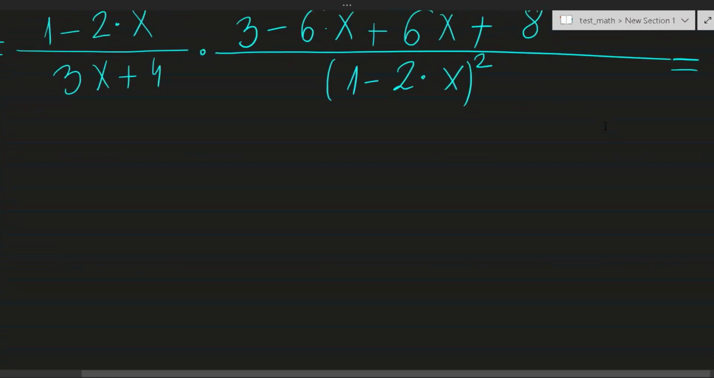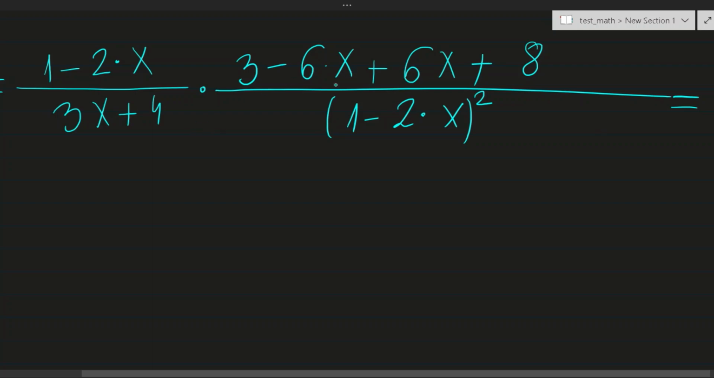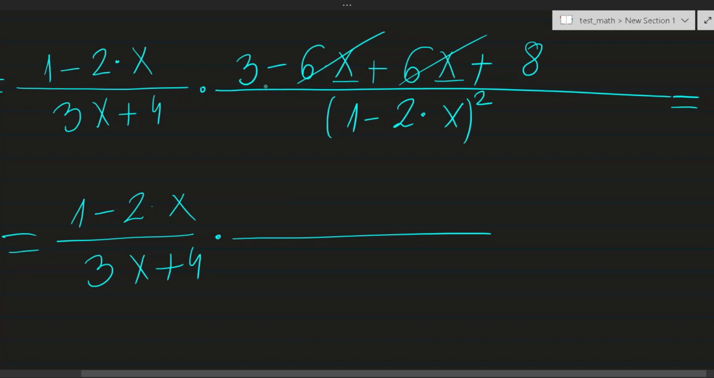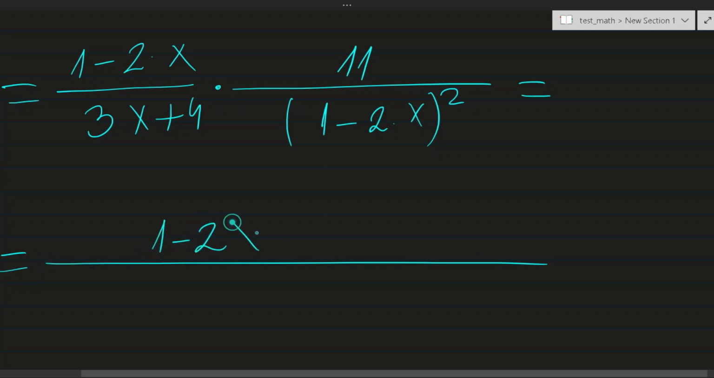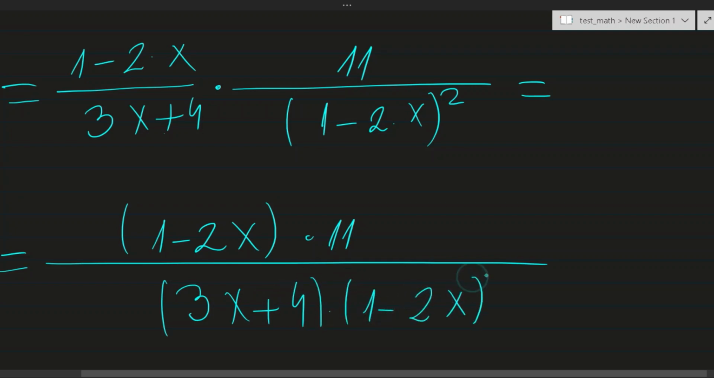Now what we will have here, this monomial has the same power, this and this, it will be simplified because this is 0. Now what we will have, (1 minus 2x) over (3x plus 4), 3 plus 8 is 11, over (1 minus 2x) all in power of 2. Now equal 1 minus 2x over 3x plus 4 multiply 11. Here you know the rule, the numerator is multiplied by numerator, denominator with denominator. This up with up, down with down. (3x plus 4) (1 minus 2x) all in power of 2.